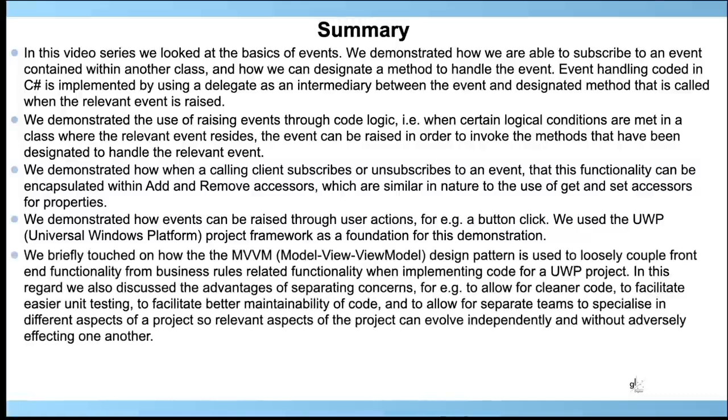We briefly touched on how the MVVM Model View View Model design pattern is used to loosely couple front-end functionality from business rules-related functionality when implementing code for a UWP project. In this regard, we also discussed the advantages of separating concerns, for example, to allow for cleaner code, to facilitate easier unit testing, to facilitate better maintainability of code, and to allow for separate teams to specialize in different aspects of a project, so relevant aspects of the project can evolve independently and without adversely affecting one another.